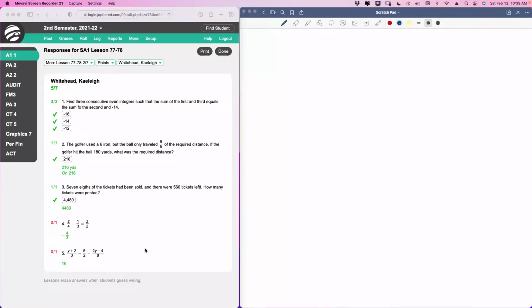All right, Kaylee, let's do the hard one first here. We have y plus 2 over 3 minus 5 over 2 equals 2y minus 4 over 8. So we're looking at a problem with fractions.